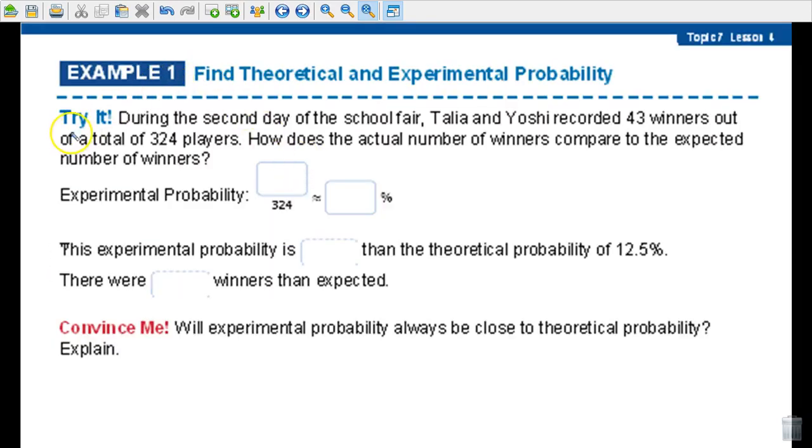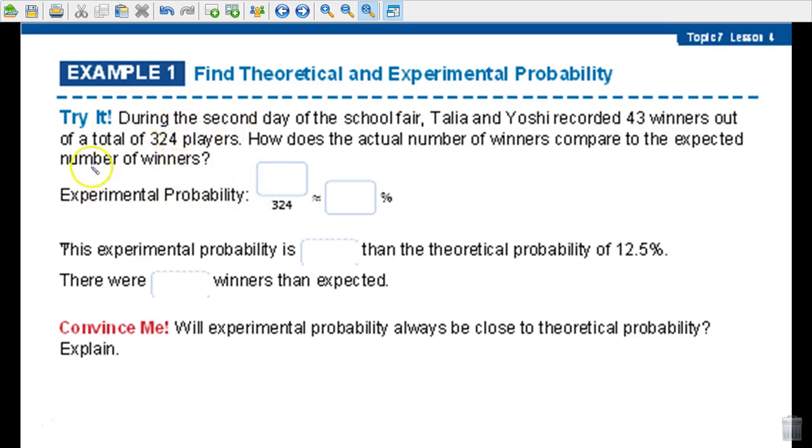Example 1, try it. Go ahead and pause. During the second day of the school fair, Talia and Yoshi recorded 43 winners out of a total of 324 players. How does the actual number of winners compare to the expected number of winners?